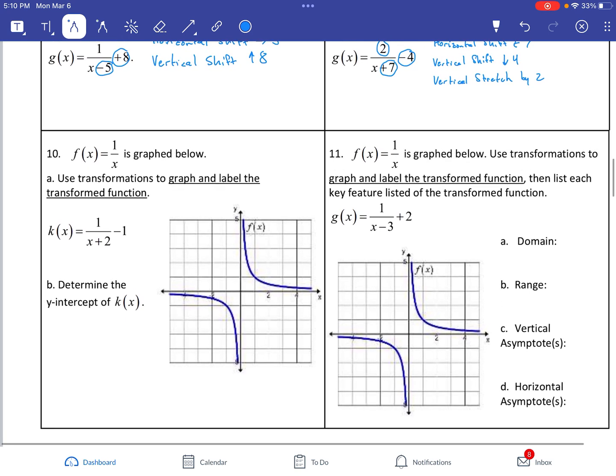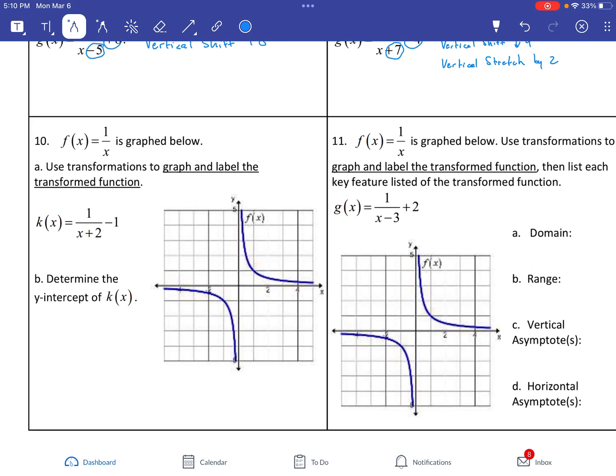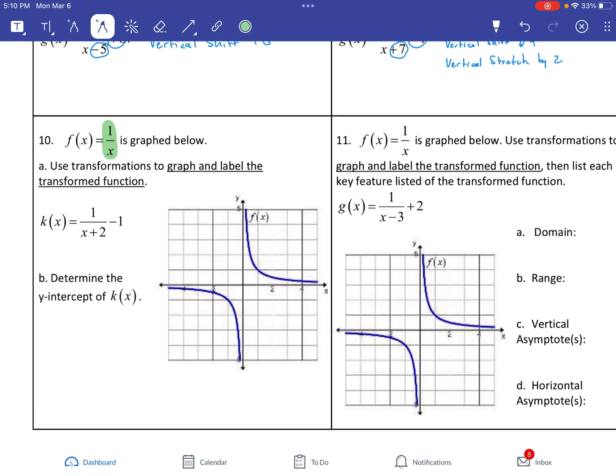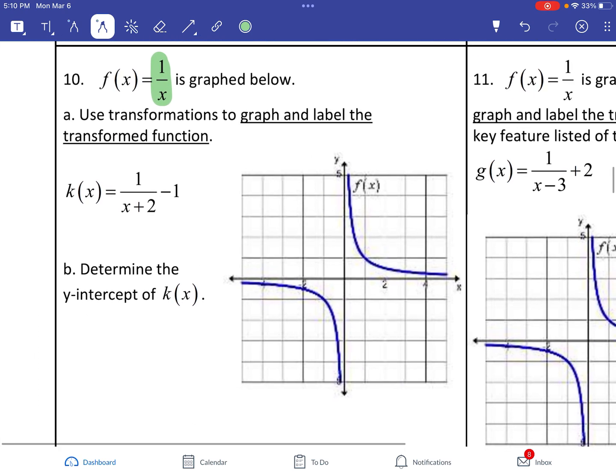Okay. So this is kind of the next step, which is to transform or to find some information about the graph and then also move the graph. Okay, so we have f of x equals 1 over x below. So this graph here, or this equation here, has not been changed at all. There's no transformations to it. And the graph that you see in this problem is for that equation.